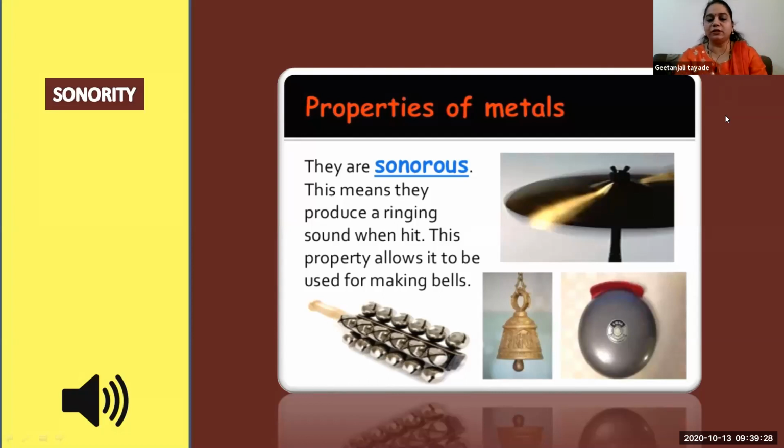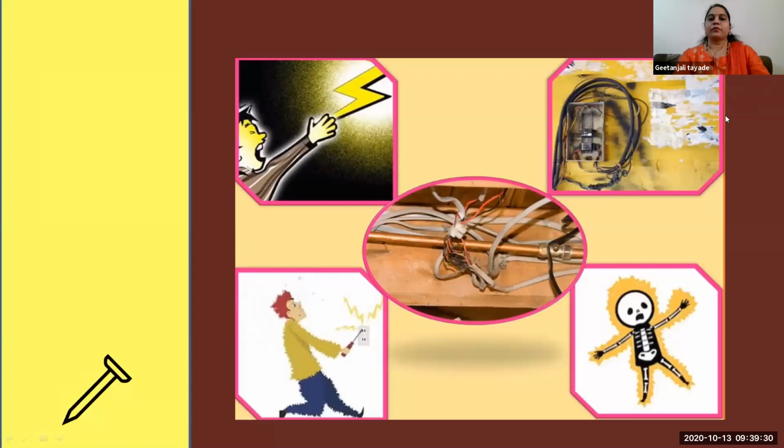Okay, so these are the properties of metals. While handling these things, you have to keep in mind that an electricity supply in a wire is very dangerous. In the rainy season, you have to keep in mind that you don't touch any open boxes.